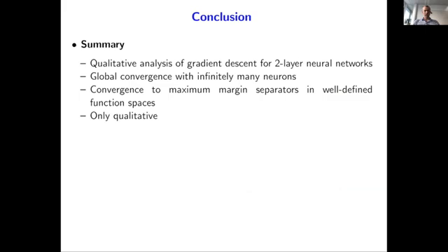So to conclude, in summary, I presented a qualitative analysis of gradient descent for two-layer neural networks. The two key aspects were first, the global convergence if you have infinitely many neurons. And second, what you converge to is a maximum margin separator if you have binary classification. The idea is to converge to the minimum norm, and defining the norm which you obtain in that setup. So big caveat, it's only qualitative. Okay, I wish I knew more, but it's not the case.